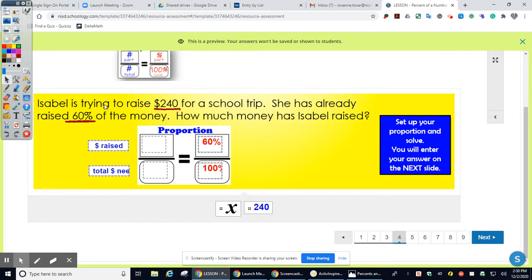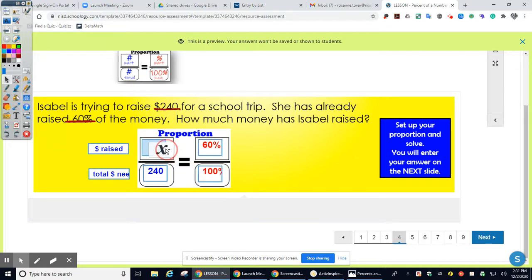Okay, so it says Isabel is trying to raise $240 for a school trip. So this would be the total amount she's trying to raise, because here it doesn't say that it's part. It says that she's trying to raise 240, but she's already raised 60% of the money. So the 240 would go next to the total amount she wants to save. And then here we put our X. Since I used scale factor in the last one, for this one we're going to cross multiply and then divide. Remember, we multiply where there's two numbers diagonal from each other.